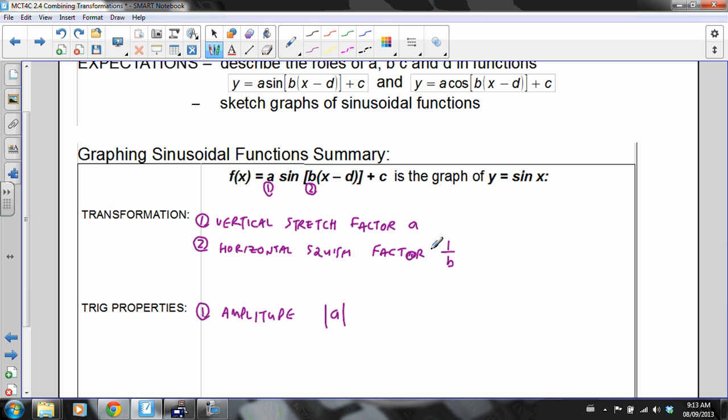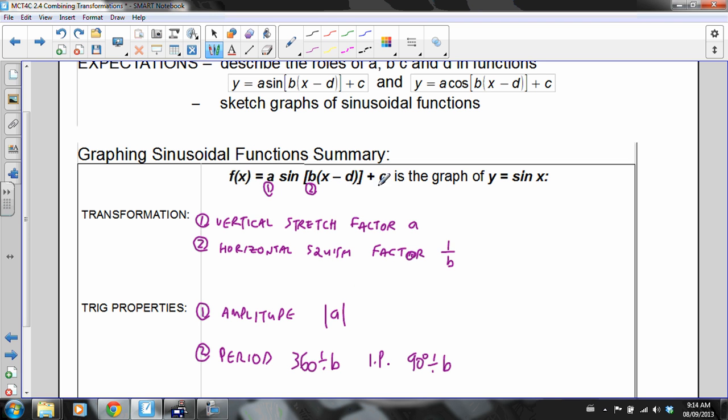And we talked about that when we talked about the period. So the trig properties, it's a horizontal squish, but it changes the period. The period is 360 divided by B, and then the important points, which helps us with the graphing. Normally the important points are every 90, but we divide that by B as well.